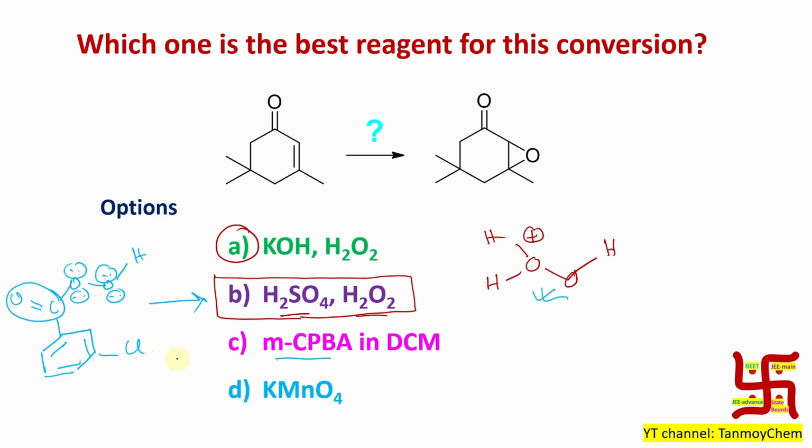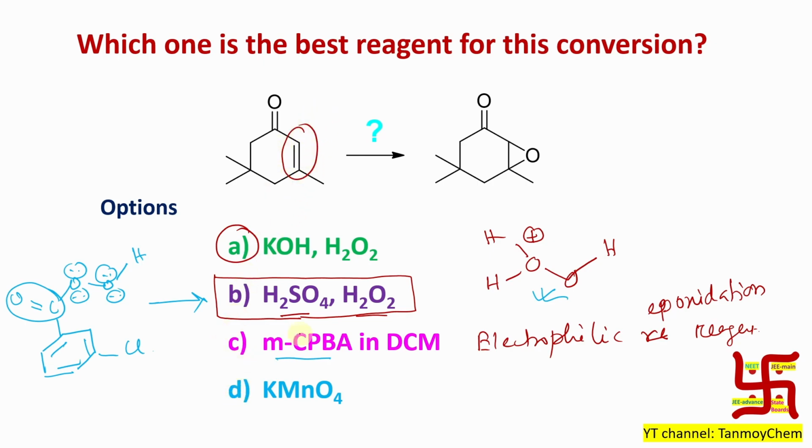Point number 1. Second, this m-CPBA in DCM is actually an electrophilic epoxidation reagent. But I have already discussed another dedicated video on this also. But what I need here is nucleophilic epoxidation. So in the case of this double bond, it is not a proper choice. But if you take a simple double bond or electron rich double bond, that time this m-CPBA is a good candidate. And what about KMnO4? KMnO4 oxidizes this double bond to cis-diol, not epoxide. So this is not at all an option.